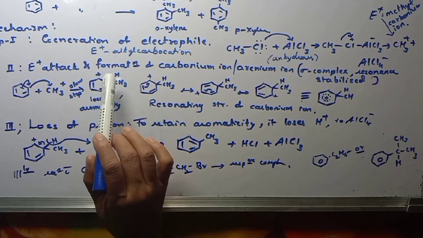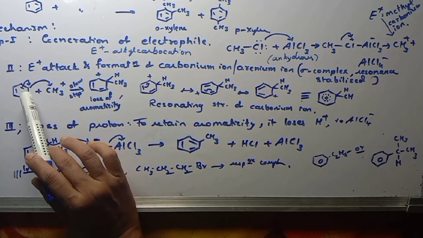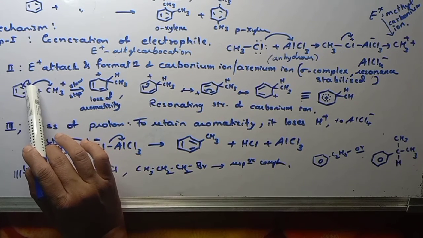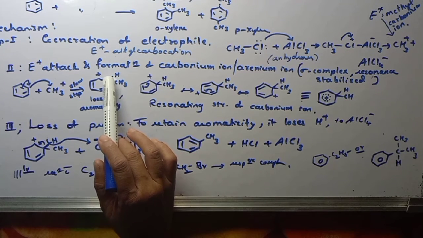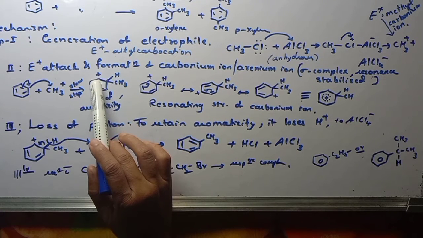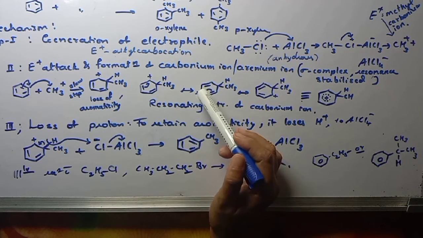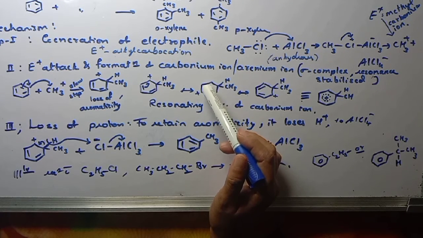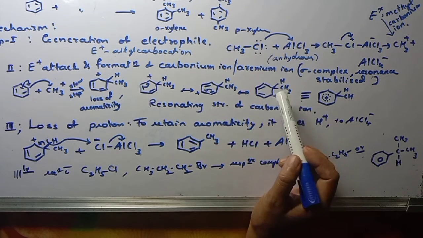Due to the attack of this carbocation on the benzene ring, the pi electrons are shifted, and thereby the electrophile, CH3, is attached to the ring, and this site gets a positive charge. Now this positive charge pulls the electrons from this pi bond, and once again there is a shifting of electrons from one pi bond to another place. So thereby there is a shifting of the positive charge, as shown here.